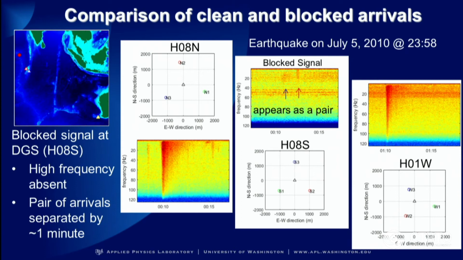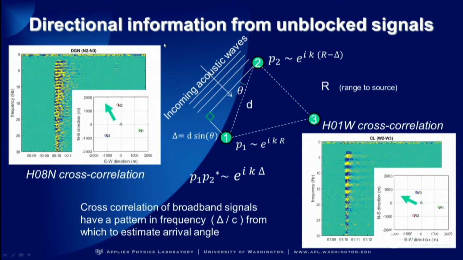Part of that, I did mention that the high frequencies are attenuated. So can we get some directional information? Here's a really basic way to get some directional information from the triads. If we treat the acoustic wave coming in as a plane wave, we can get a slight delay between one station and the other.